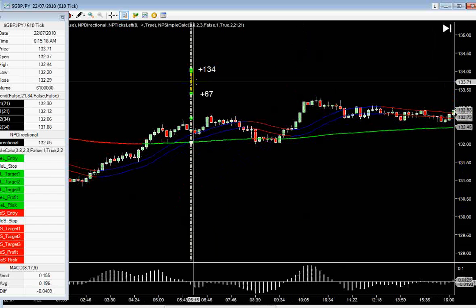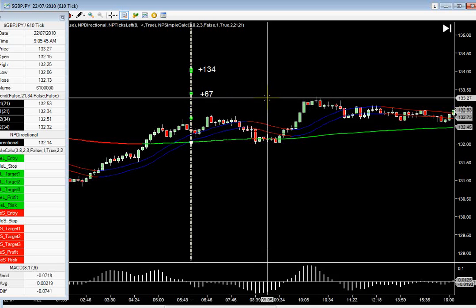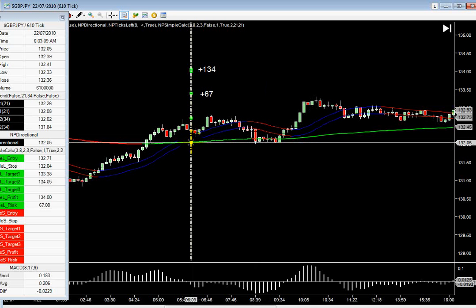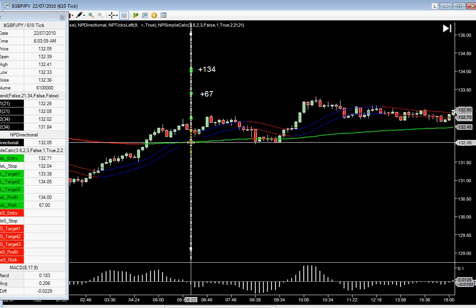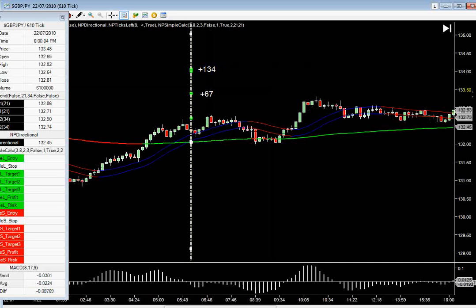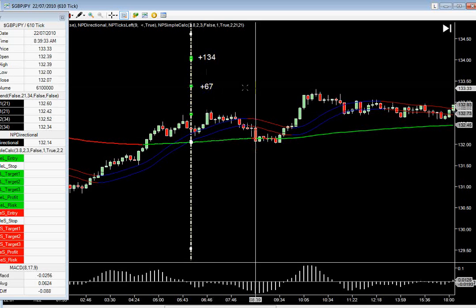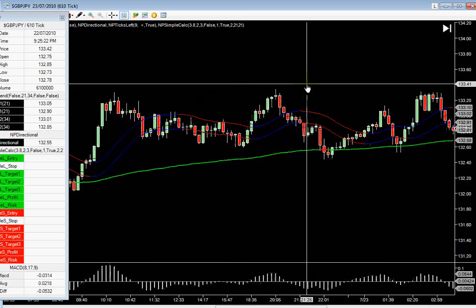Plus 67, plus 134 in this trade, right? Same thing. We talked about key level adjustments. The stop is at 132.05. You can go 132.05, or you're going to pay that 6-7 pips for a 134 pip potential. Yeah, I think you would. All right, plus 67 here, right there, and then we're going to go to break even.